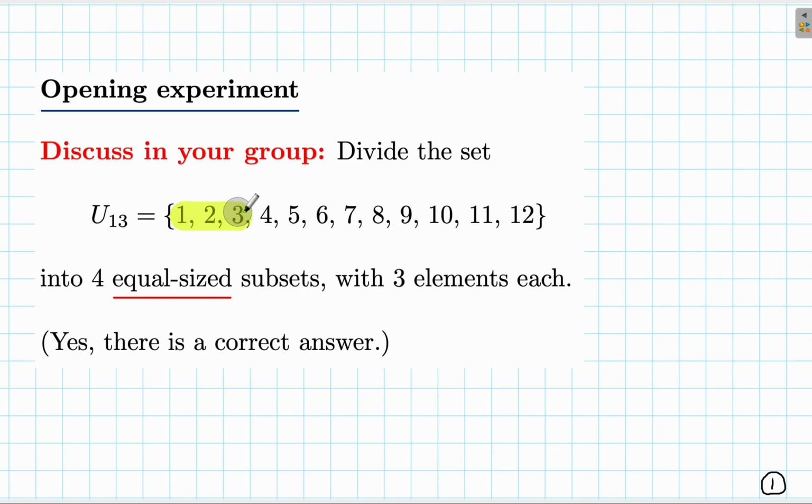We can go 1, 2, 3, 4, 5, 6, 7, 8, 9, and 10, 11, 12. Now, it turns out that this isn't a correct answer. And you might be surprised to hear that there is a correct answer, at least from an abstract algebra point of view. So let me erase this answer.